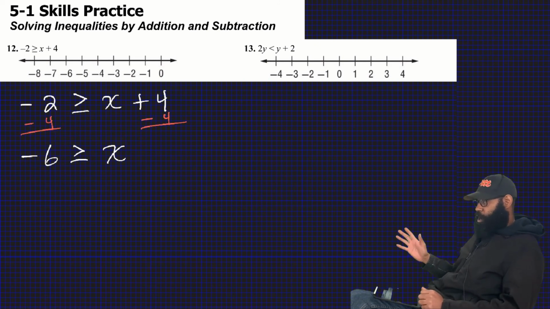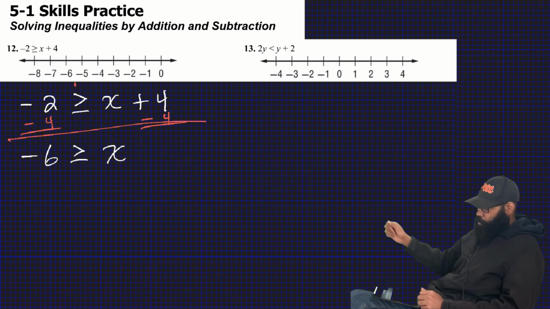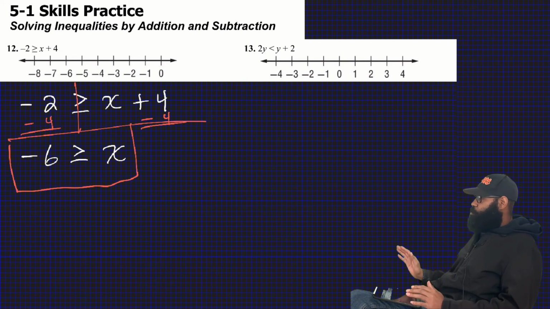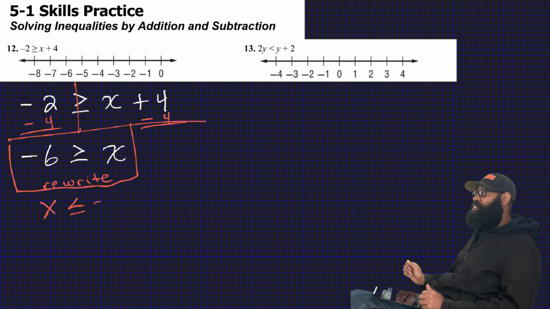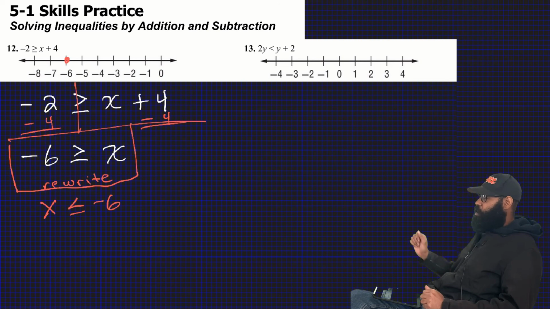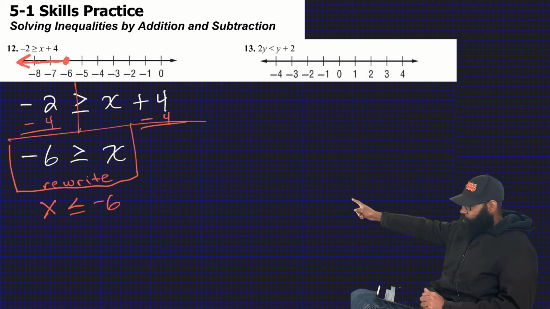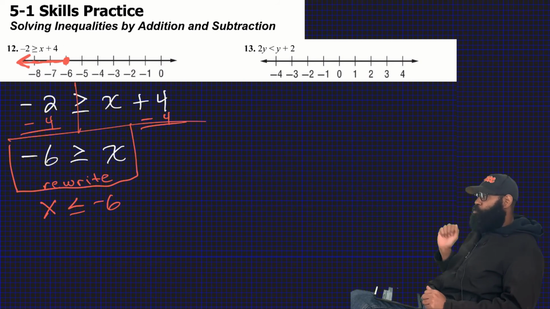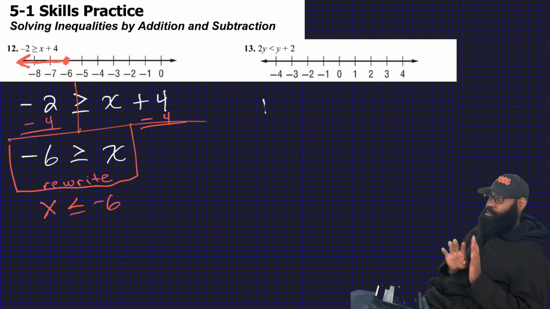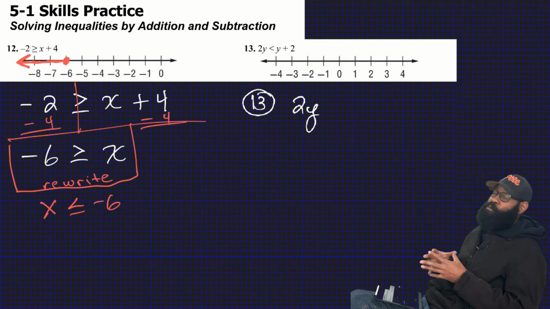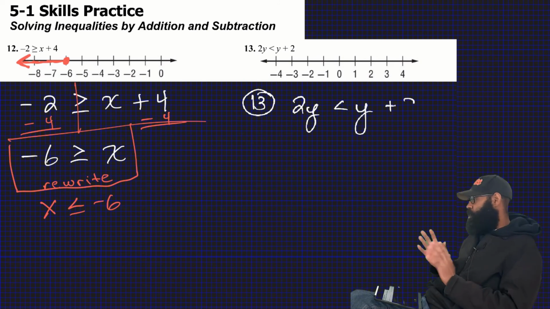So when I subtracted 4 from the left, -6 greater than or equal to x. Good. Well, let's be clear. X is what then? The rewrite is going to tell me x is less than or equal to. I start reading from this side and go that way now, instead of starting from the left, -6, and going to the right. So hopefully that makes sense, because now 3 questions: open or closed circle, left to right, where do you begin?